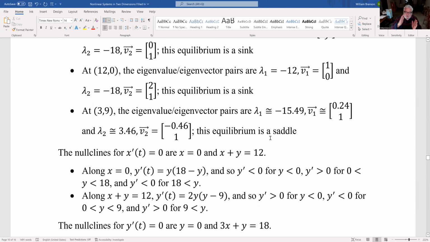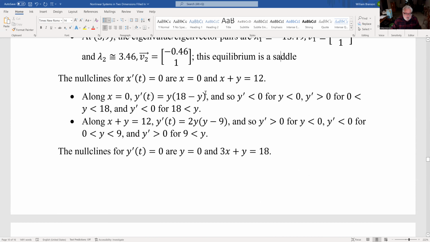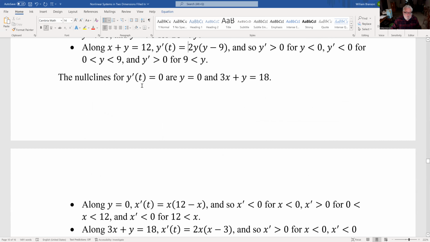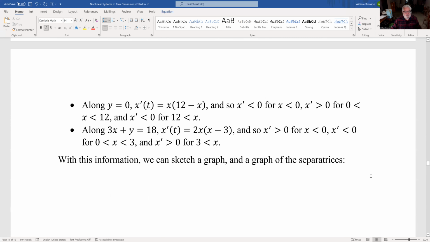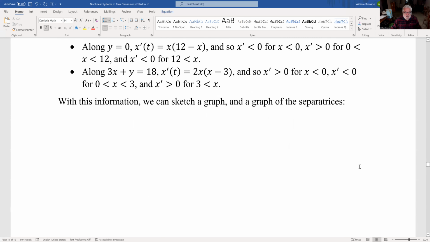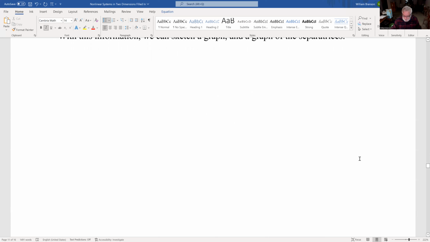You tend in towards it one way and then out along the other way. And then you can find the nullclines for x'(t) = 0, right? x = 0 and x + y = 12. And so we find the sign of the y component pointing up and down, and the nullclines for y'(t) = 0, y = 0, 3x + y = 18. You can find the signs for those. Okay, so what's a sketch of the graph of our thing looking like if we put all that together?